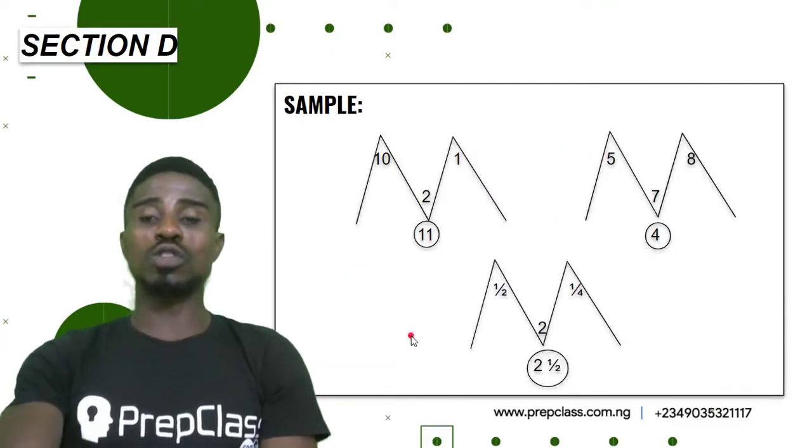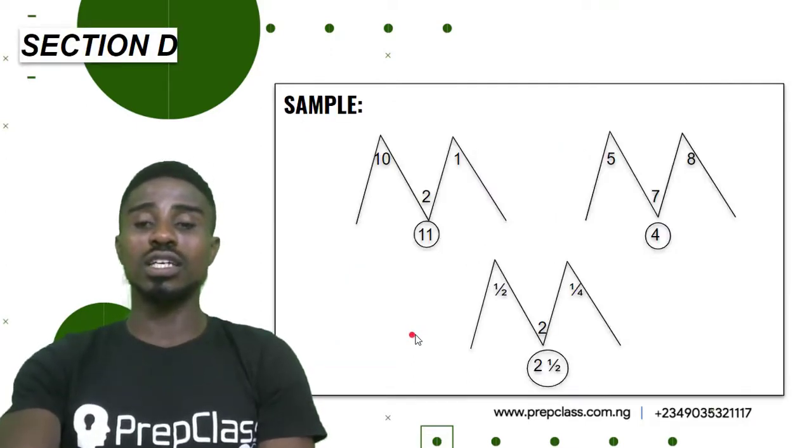Alright. We'll move to the next section, which is section D, and this will guide us in solving question 15 to 18. Now, we need to build an understanding on how these numbers are related. Let's try it out. Now, I would say 10 plus 2 is 12. 12 minus 1 equals to 11. That came out and it looks correct.